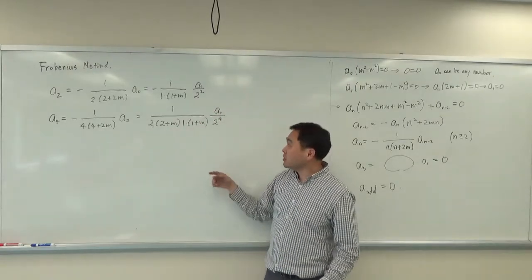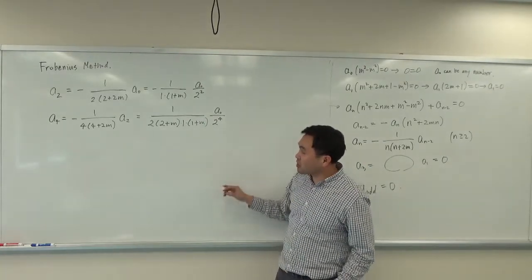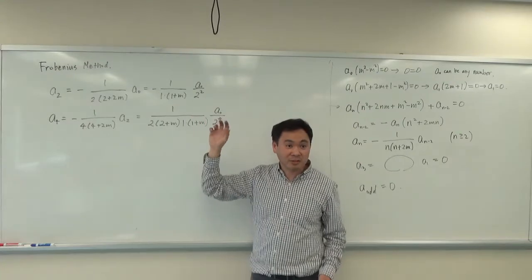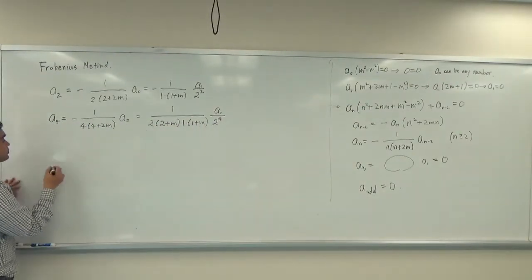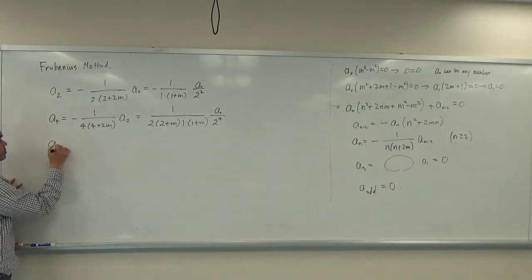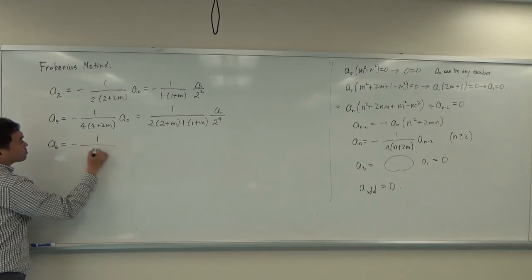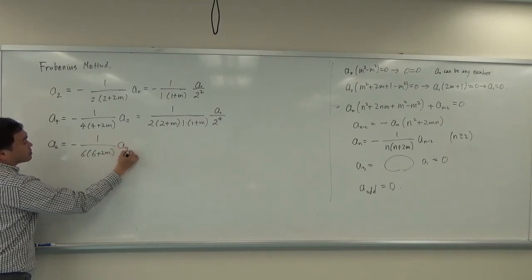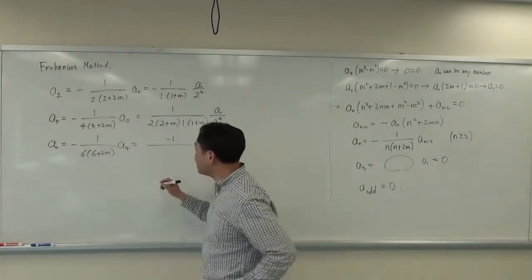Okay? And then once you look at this, you kind of see some pattern emerging already. Because of this negative, negatives will alternate, right? Negatives will keep alternating. And if you do A6, it will be negative of 1 over 6 times 6 plus 2m, A4. So this time it'll be negative 1, negative.